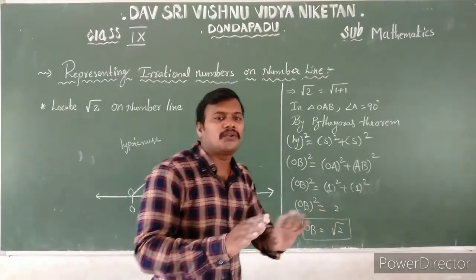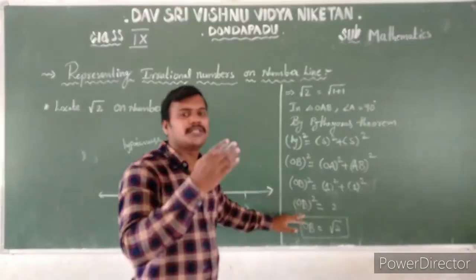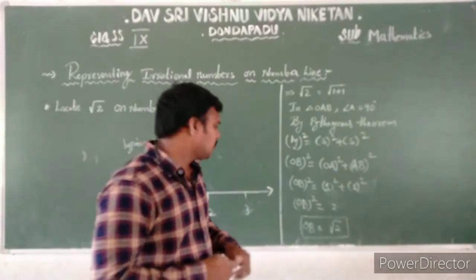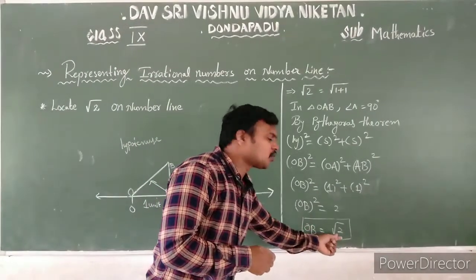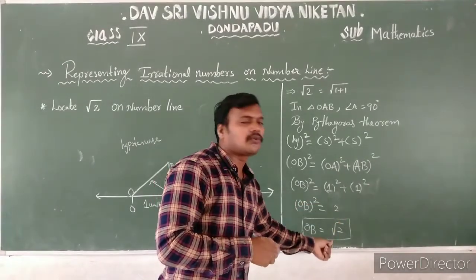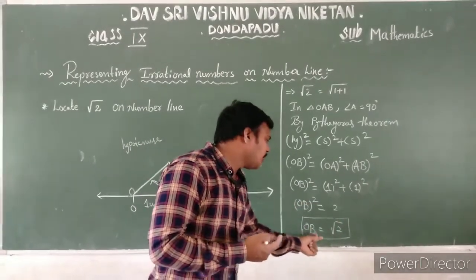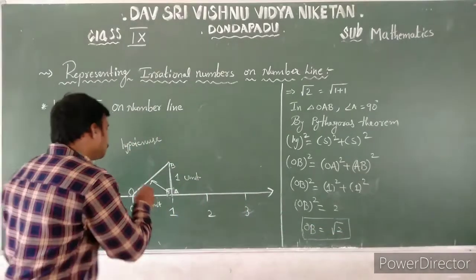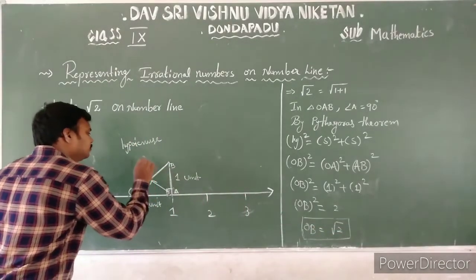We don't want OB square, we want just OB. So OB equals root 2. Since the square is transposed to the other side, we get the root value. So OB equals root 2.